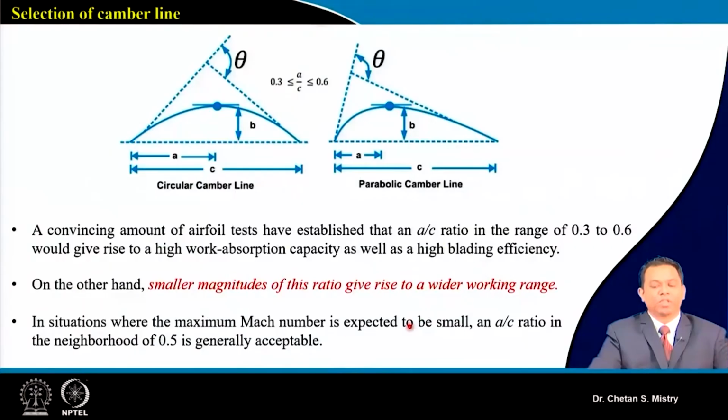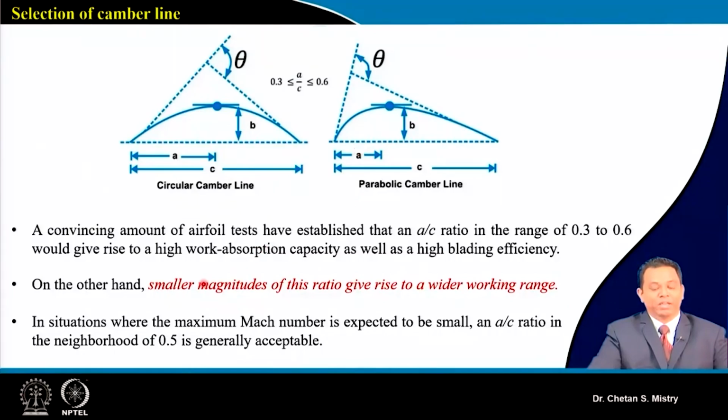Okay. Now this is what we were discussing in terms of the selection of circular camber line and parabolic camber line. It says my A by C ratio, that means my maximum camber, needs to be within the range of 0.3 to 0.6. When we have this in the range, it gives us high work absorption capacity, as well as increasing our efficiency. So when we are making our camber line, we need to take care of selecting the A by C ratio.